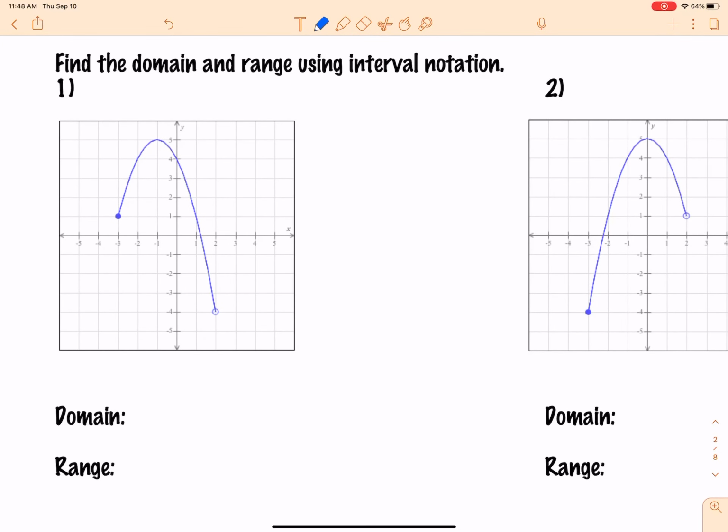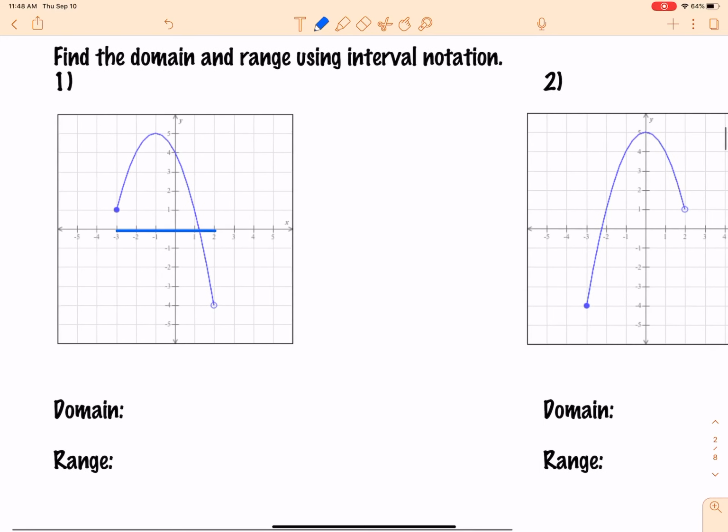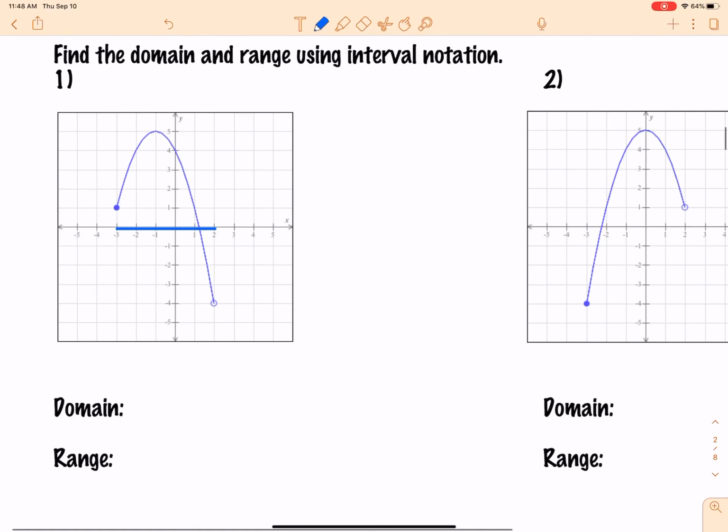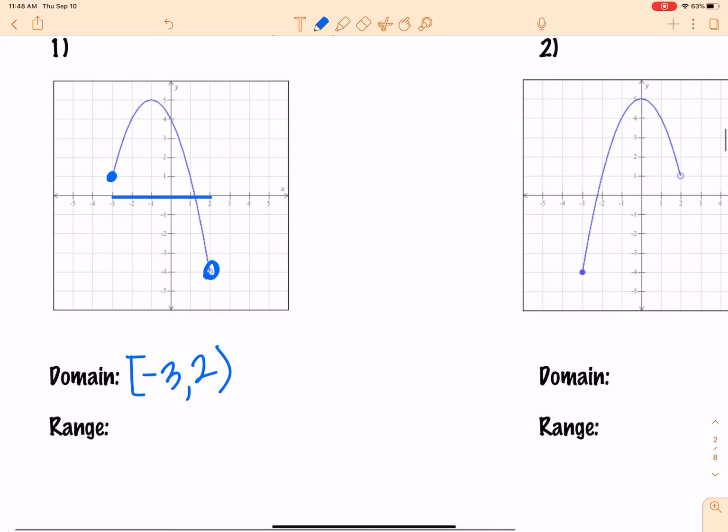So for example, on the X axis, it starts at -3 all the way to 2 is where it stops. So you always go left to right for domain. So it's going to start at -3 with a bracket because of that solid circle here. And then it stops at 2, but it has an open circle, so we have a parentheses there. So from -3 to 2 are the numbers on which this graph is defined.